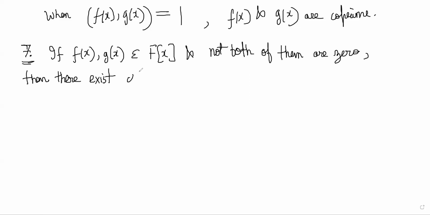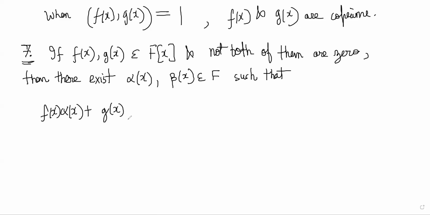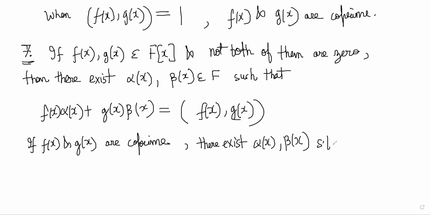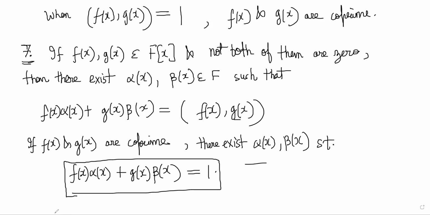then there exist alpha x and beta x belonging to F such that f of x times alpha x plus g of x times beta x is equal to the GCD of f of x and g of x. We have already shown that it was equal to d of x, and d of x is the GCD, right? If f of x and g of x are coprime, the GCD is basically 1, and then we can say that there exist alpha x and beta x such that f of x times alpha x plus g of x times beta x must be equal to 1. This is Bezout's identity, which is similar to what we get in number theory, right? So that is a pretty important application.